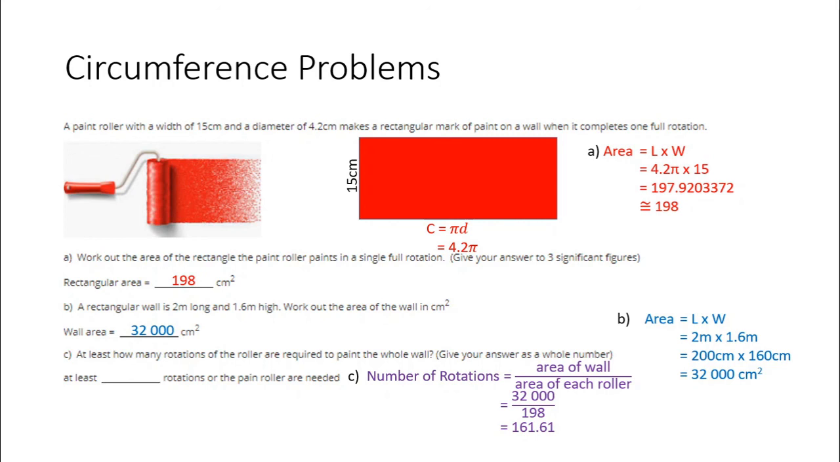So that's going to be 161 with a 6 after it. That's going to round it up. It's going to be 162 rotations. And to be clear, they say at least how many full rotations. So 161 rotations would not cover the wall. So I would need another rotation, 162 rotations.